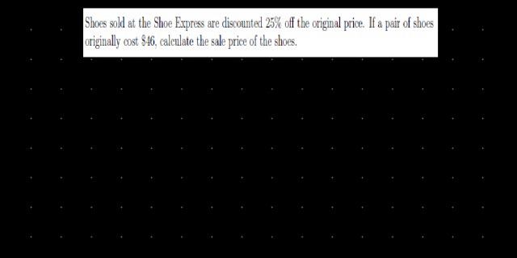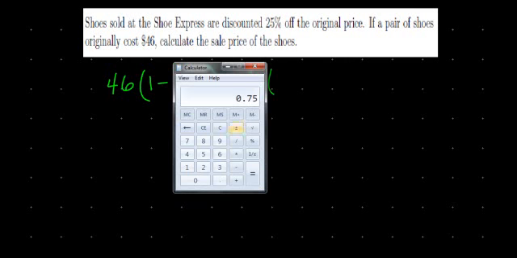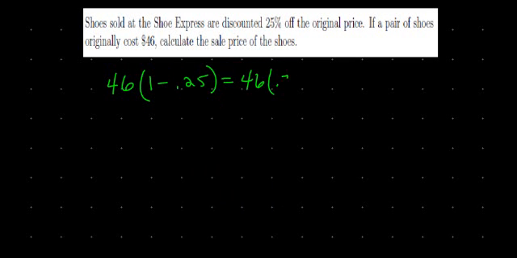I like green. So we got some shoes that are discounted by 25%. They originally cost $46. Calculate the price of the shoes. So they originally cost $46, and they're discounted by 25%. So that leaves me with 75%. That is, it's 46 times (1 minus 0.25), and 1 minus 0.25 equals 0.75.